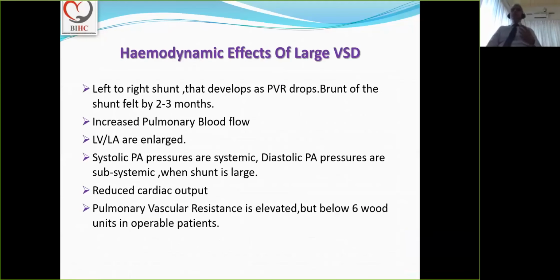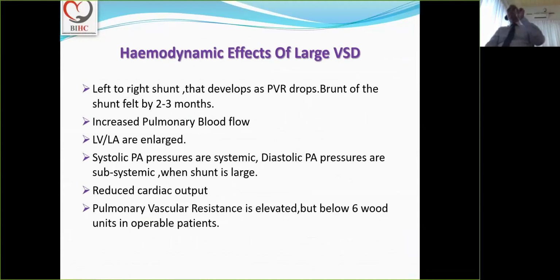So what does a large VSD do? There is a left to right shunt. This evolves as the pulmonary vascular resistance is dropping. So you will feel the brunt of the shunt by 2 to 3 months. By 6 weeks, it is established. By 2 to 3 months, the baby ordinarily is in manifest heart failure. Increased pulmonary blood flow, of course, is the reason for all this. In the heart, as picked up on echo, the left ventricle as well as the left atrium are enlarged.